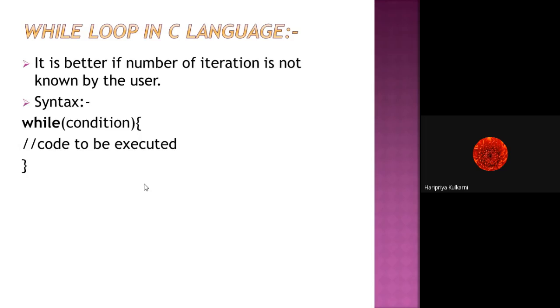Now the while loop. In the case of a do-while, the speciality is that the code is executed at least once. That is not the case with while. It is not necessary that the code is executed at least once. Code is executed only when the condition is met. For example, with while you have to give the condition, the curly bracket is the scope, and whatever we have to execute, we have to write within this. If the condition is not met, it is not going to execute this code. If the condition is met, then only it will do it. So it is called a while.